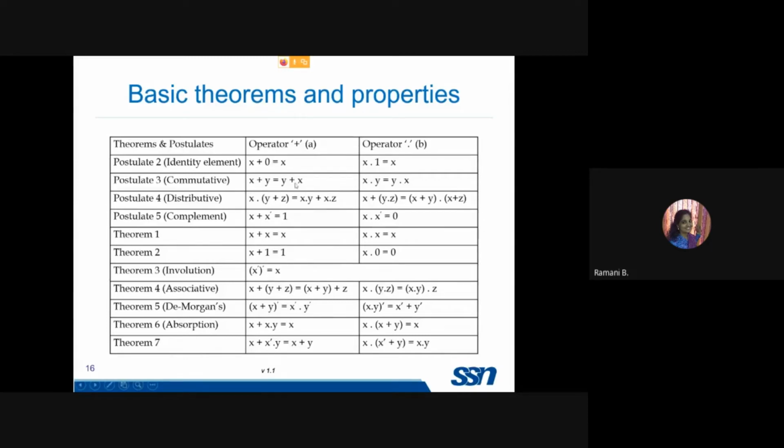Then the commutative law: x plus y equal to y plus x, and x dot y equal to y dot x. Next we have the distributive law: x dot (y plus z) is equal to x dot y plus x dot z, and x plus y dot z equals (x plus y) into (x plus z). And the postulate with respect to complement is x plus x bar equal to 1 and x dot x bar equal to 0.